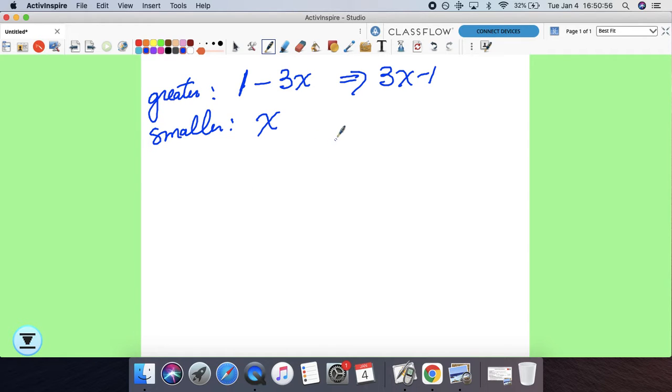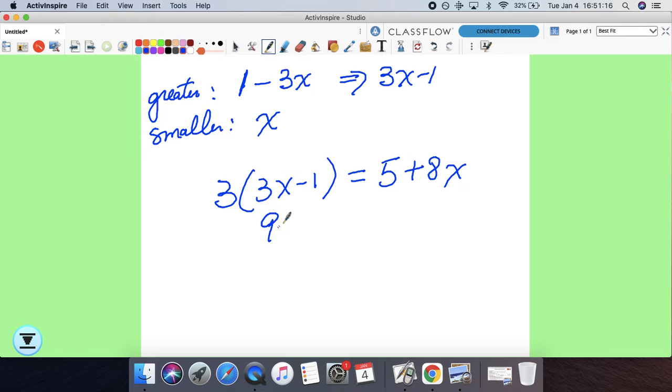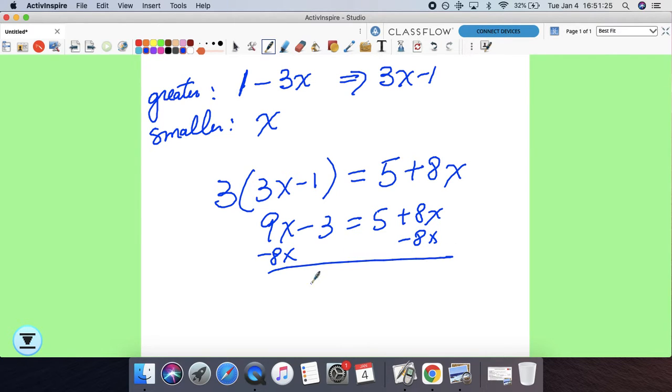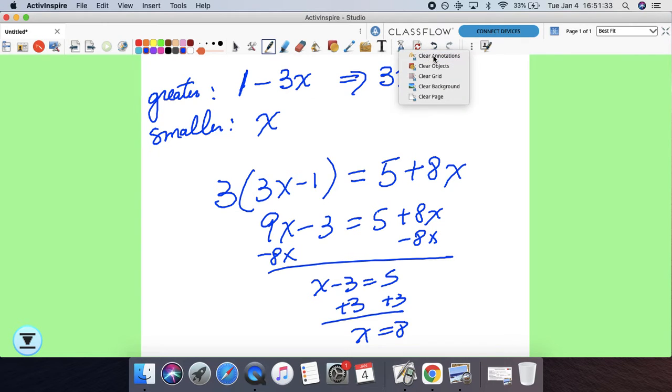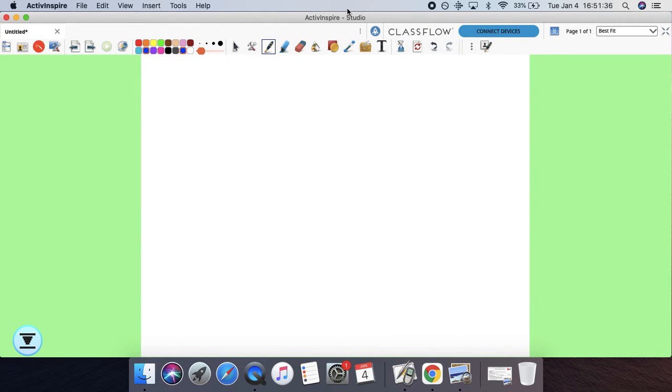And now that you identify, we can go to the equation. If 3 times the greater, which is 3x minus 1, is 5 more than 8 times the smaller, find the numbers. Well, once you get to this, everything else is just procedural. 9x minus 3 equals 5 plus 8x. Subtract 8x from each side. We get x minus 3 equals 5. Add 3 to both sides. And x equals 8.